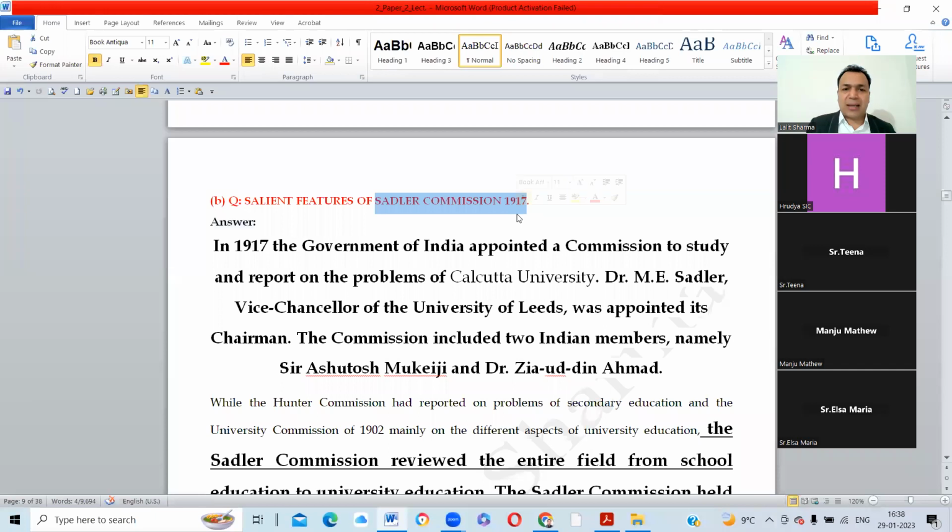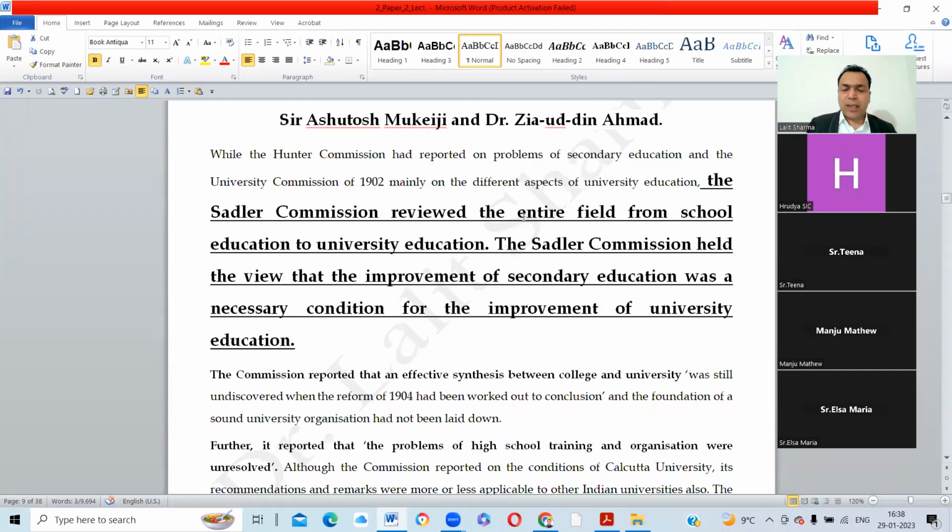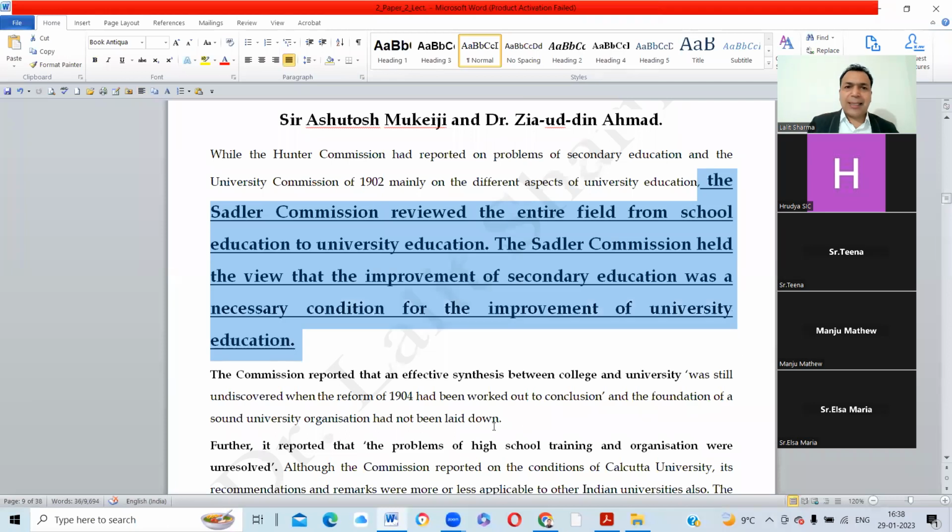So basically, what was the purpose of that Sadler Commission, or the features of that commission? You can see that the Sadler Commission reviewed the entire field from school education to university education. The Sadler Commission held the view that improvement of secondary education was a necessary condition for the improvement of university education, right? So guys, we are talking about at least 100 years back, right?